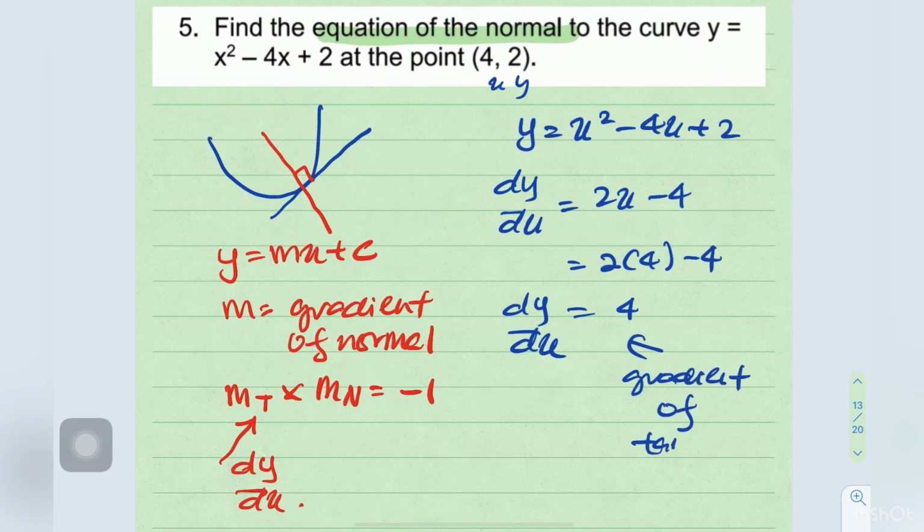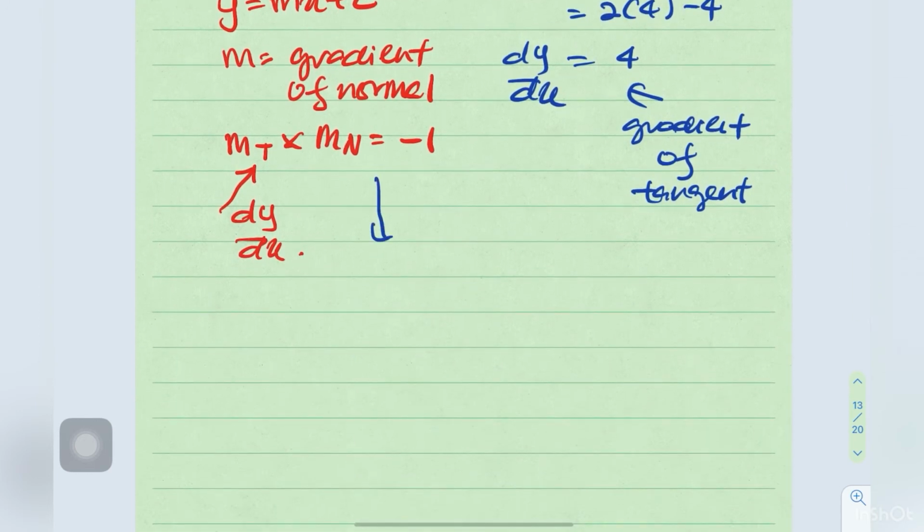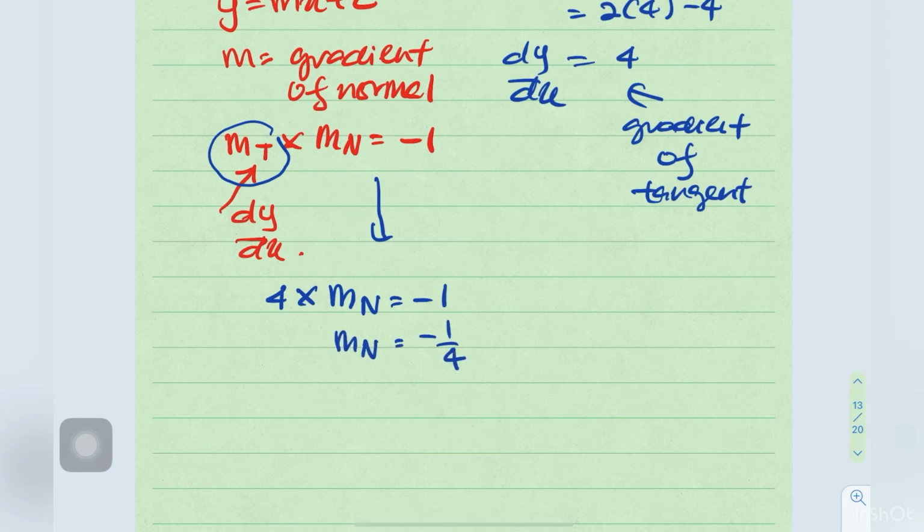Okay, so now we need to find equation of normal. So you find first gradient of normal by using the value of gradient of tangent. So from this equation, gradient of tangent is 4. So 4 times gradient of normal equals to -1. So gradient of normal is -1 over 4.